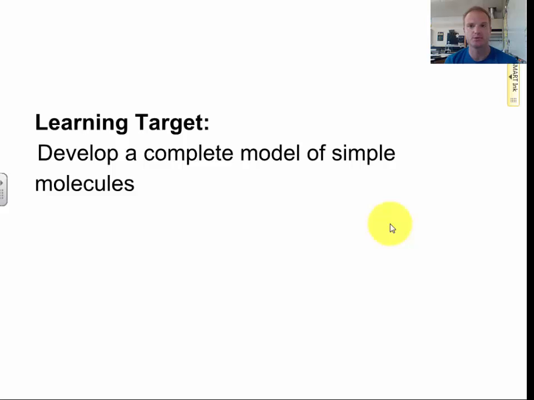You're watching the video lecture for our next big idea, which is how do we read chemical formulas. So now we know about atoms, we know about molecules a little bit, and now our learning target is to be able to develop a complete model of simple molecules. To do that, if we see a formula, we have to be able to pick apart the individual parts so we can see what it is.